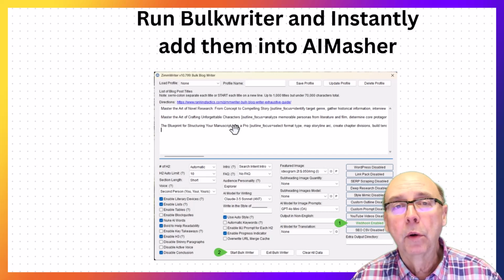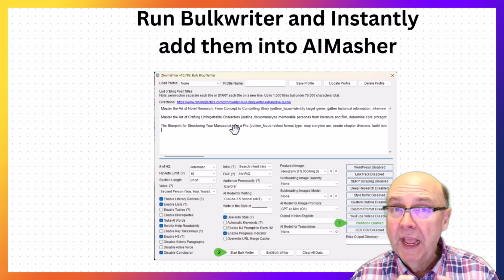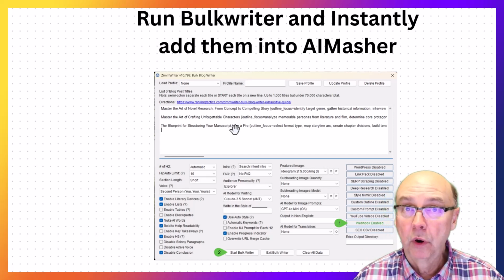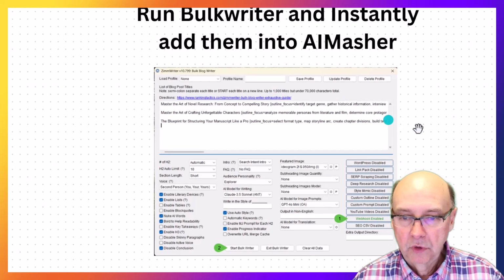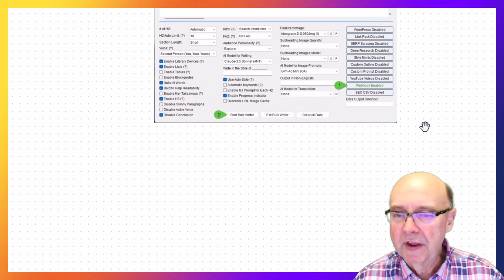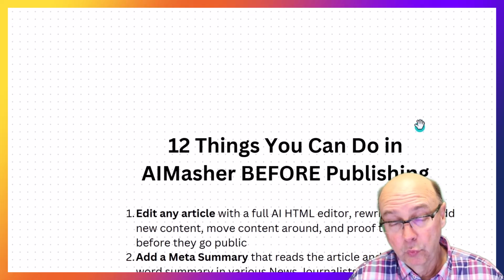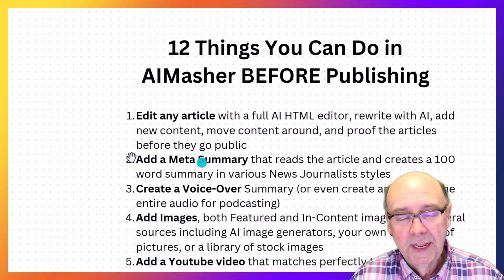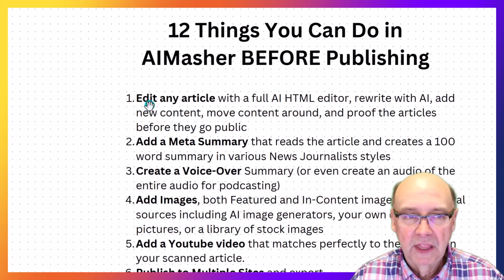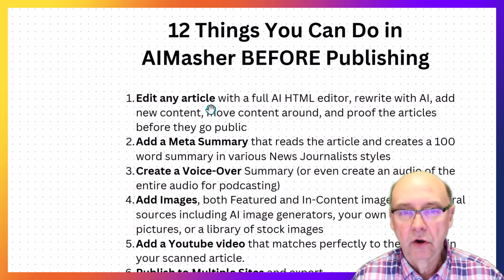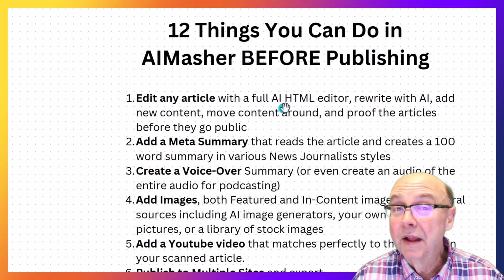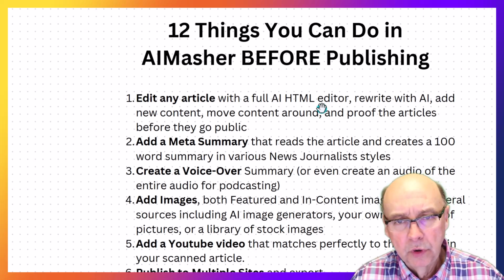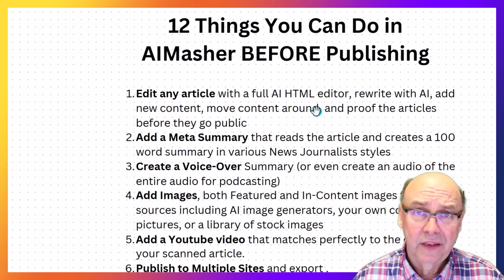Now that's where the real power comes in, to edit and do everything that you want before you publish to your WordPress site. So let me just go over some brief ideas of things that you could do with AIMasher before you actually publish. This is the most important thing, I think. Edit any article with full HTML AI editor. Now, why is that important? Sometimes AI gets it wrong.